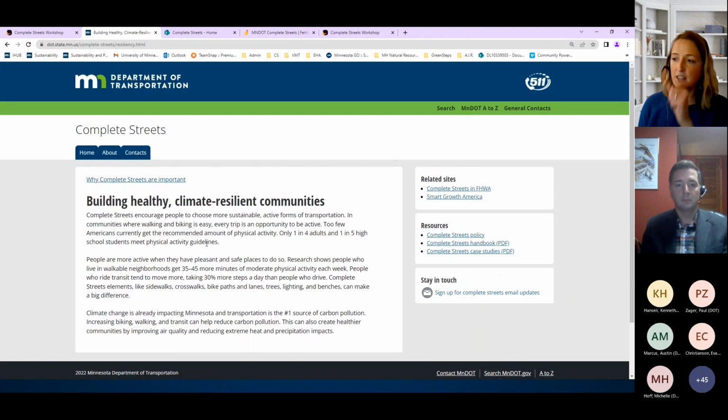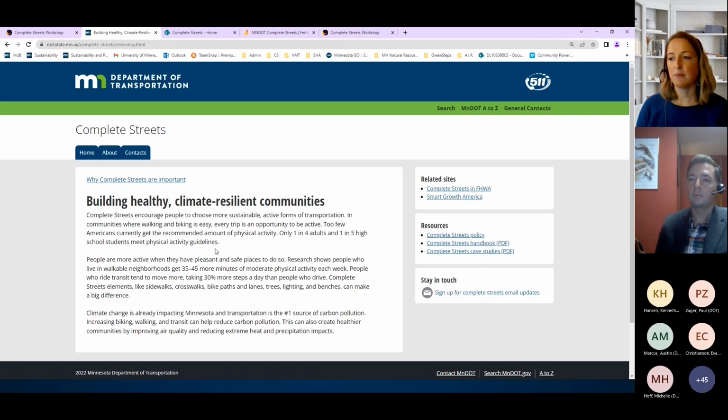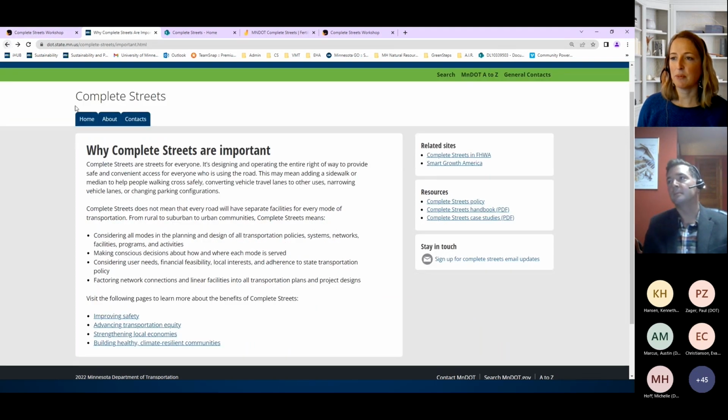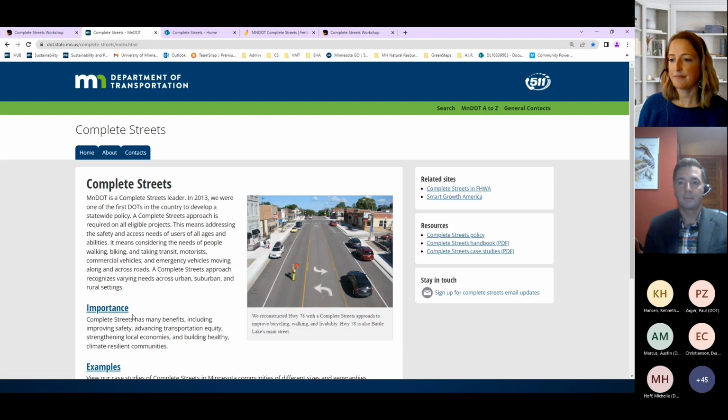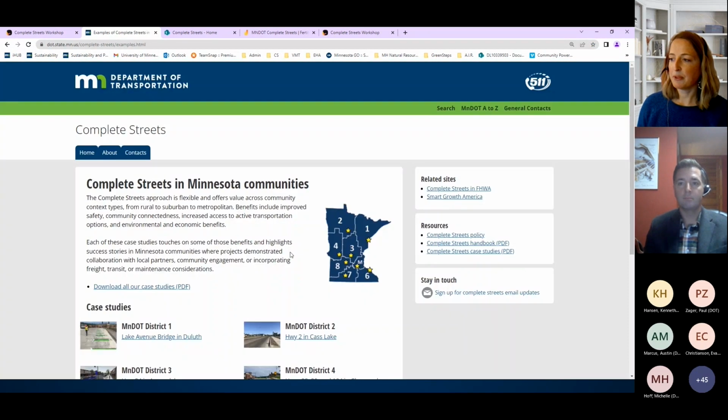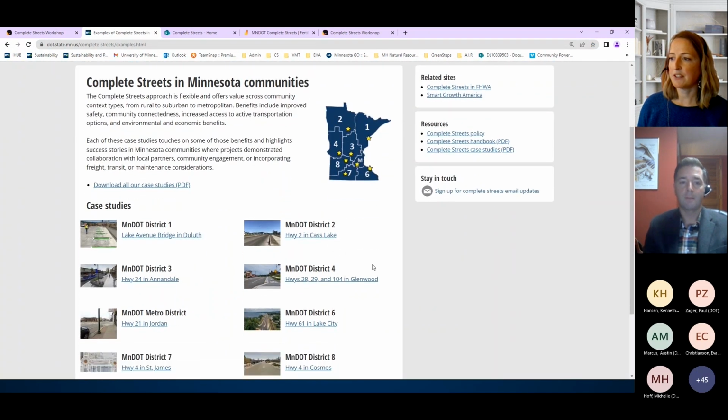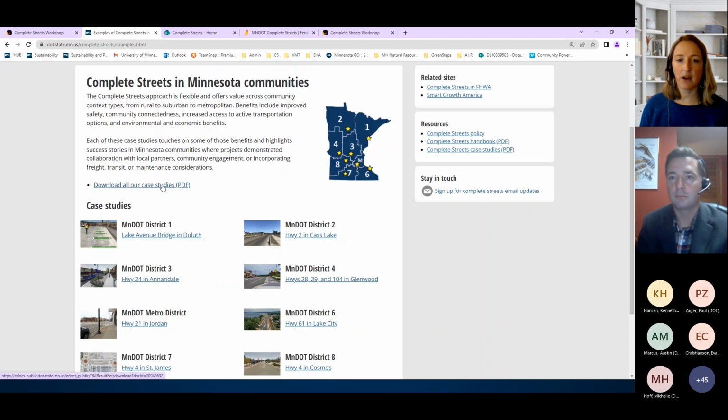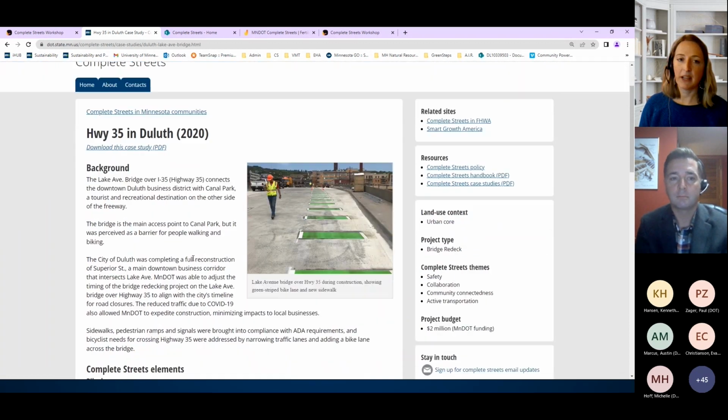And then the link to healthy climate resilient communities, providing those options for active transportation modes, sustainable transportation modes. So lots of reasons why complete streets are important. And then the examples page, I mentioned there's one per district. Many thanks to the district staff who helped pull these together. We have these compiled in one PDF document if you want to print them off and share them. Otherwise, we took that information and created a web page for each of them.